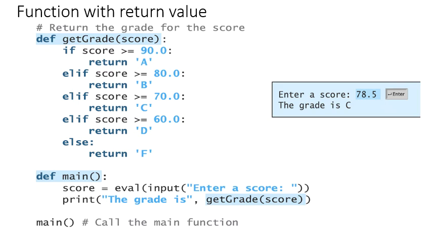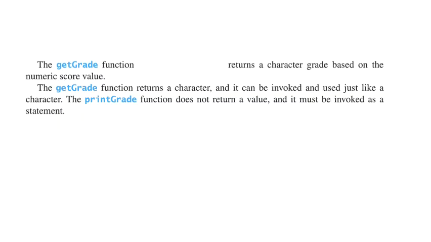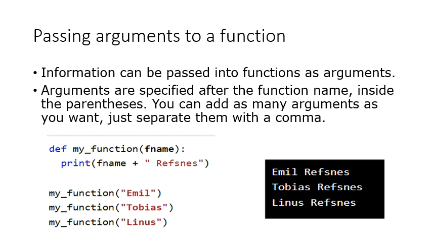Calling the main function. The getGrade function returns a character grade based on the numeric score value. The getGrade function returns a character and it can be invoked and used just like a character. The printGrade function does not return a value and it must be invoked as a statement.